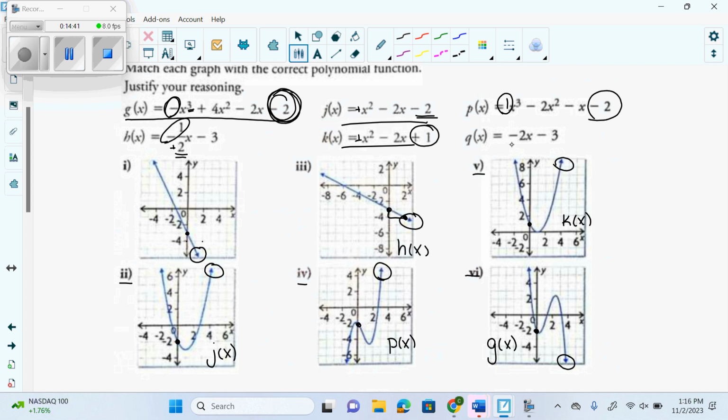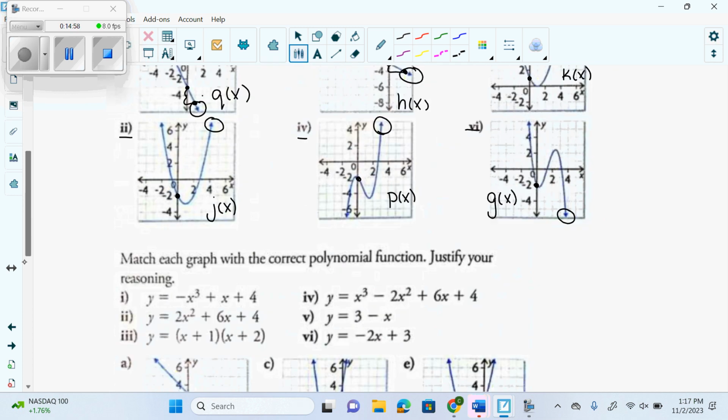And then this one is negative 2 over 1. So this is down 2, right 1. So if I go down 2, right 1, I land on it. So this one is q of x. So we can use our slope to narrow them down. Okay? Then we have these ones.